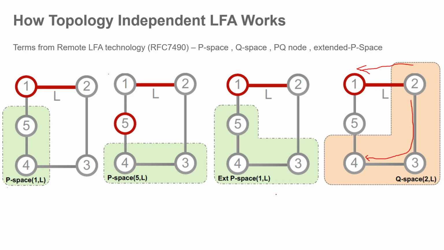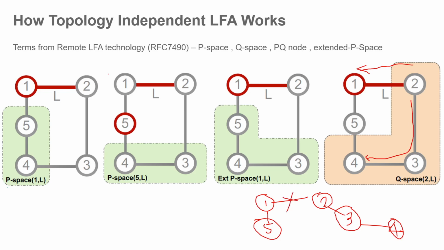If we talk about the SPF tree or graph for router 2, this is router 1, this is router 2, this is router 5, and then this is R3 and this is R4. So if you remove this particular link which is protected, the router can reach till R4. So this has become the Q space for it.